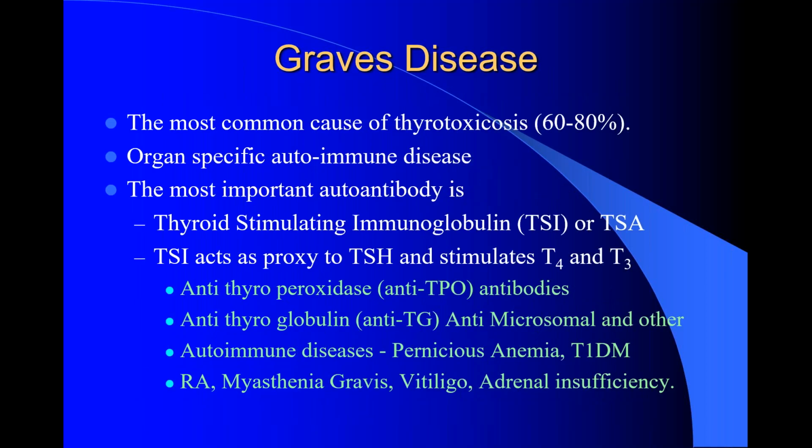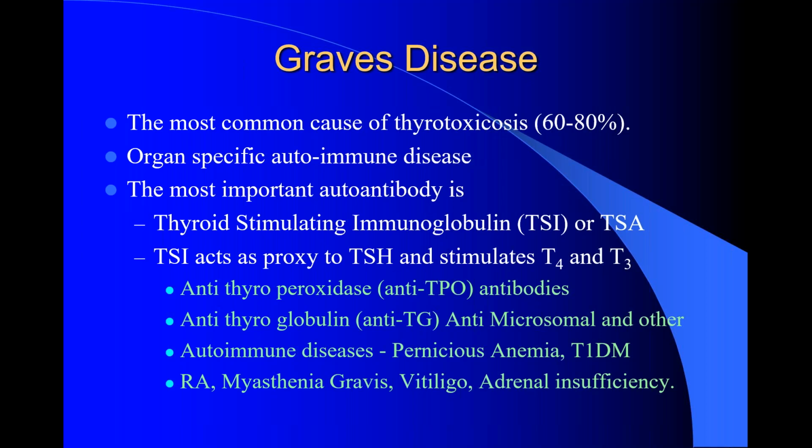Then Graves' disease is the most common cause of thyrotoxicosis, as you have seen, in which there is an organ-specific autoimmune disease. Organ-specific is for the thyroid. The most important antibody in this case is thyroid-stimulating immunoglobulin, TSI. So what happens? TSI acts as a proxy to TSH. TSH stimulates T3, T4, so TSI stimulates T3 and T4 production, and this leads to an increase in thyroid hormone level and so hyperthyroidism.